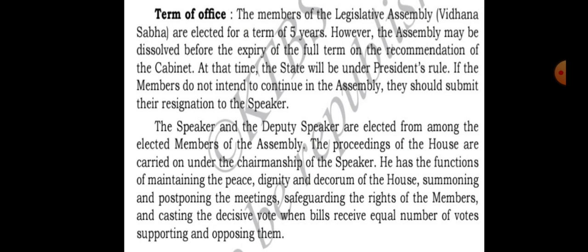And whenever there is a tie when voting takes place, at that time the Speaker has a special right to cast his vote, and that vote will become the decisive vote. Then the bill will receive an equal number of votes. Whenever the bill receives an equal number of votes, or a tie, then the Speaker puts the decision vote, and whichever vote he has supported, that bill can be converted into a law.